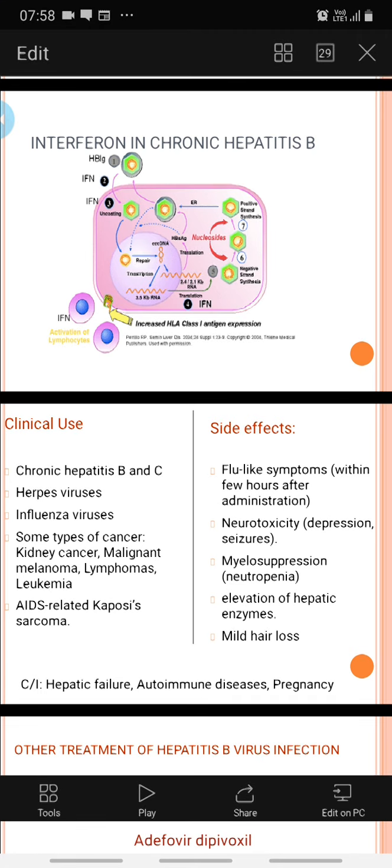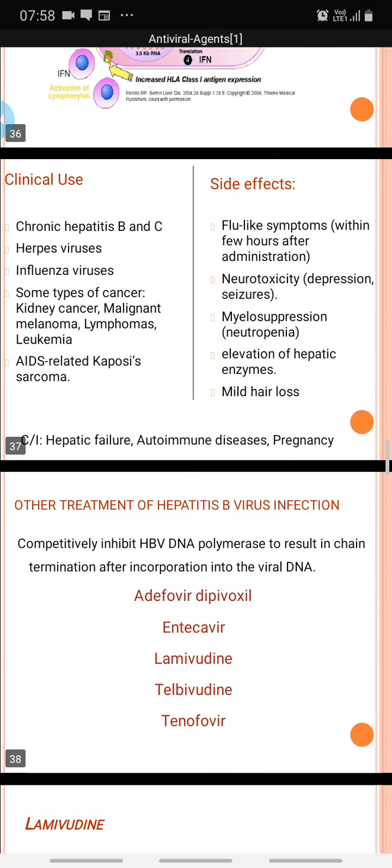So side effects: it can cause flu-like syndromes within a few hours of administration. It can cause neurotoxicity like seizures. It can cause neutropenia. There is elevation of the liver enzymes, and often it can cause alopecia or hair loss. So where is it contraindicated? If there is already hepatic failure, autoimmune disease, or pregnancy, interferon is not given.